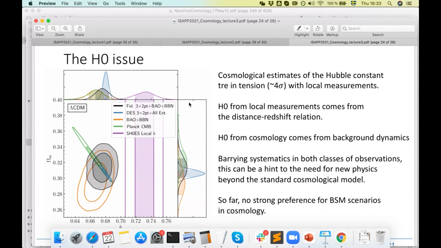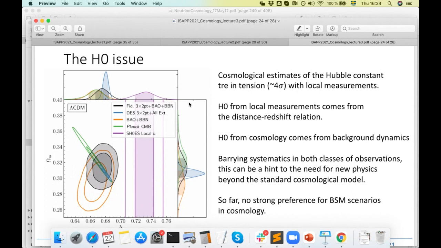I mean, all these non-minimal extensions to lambda CDM in some cases can help alleviate the tension, especially if you are going to modify the early universe physics, so the physics before recombination. Let me just give you one more detail about the way in which cosmology can constrain H-naught.